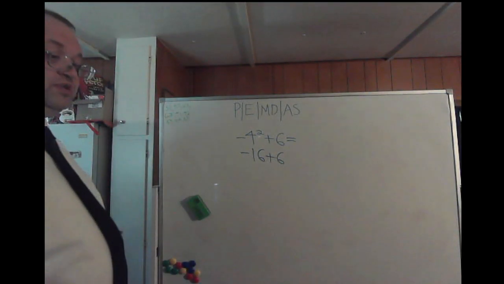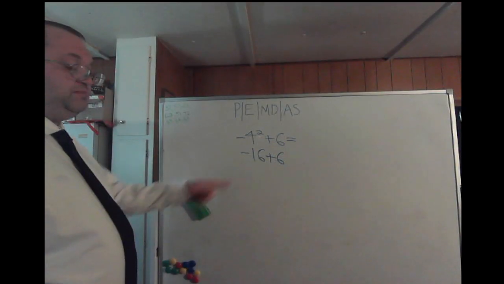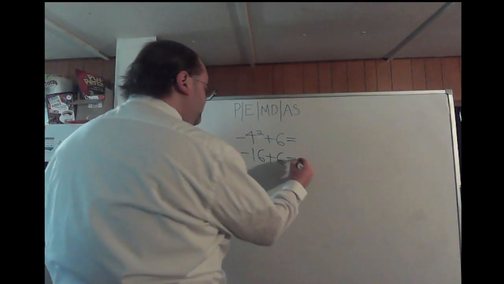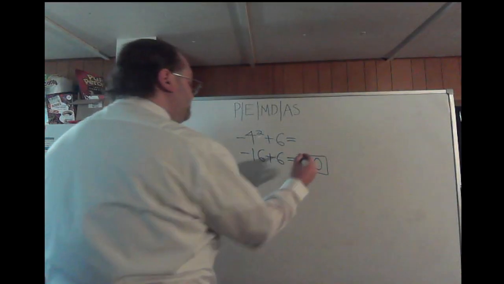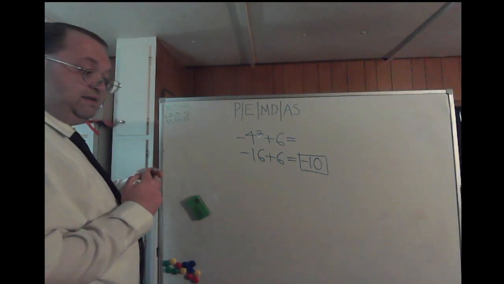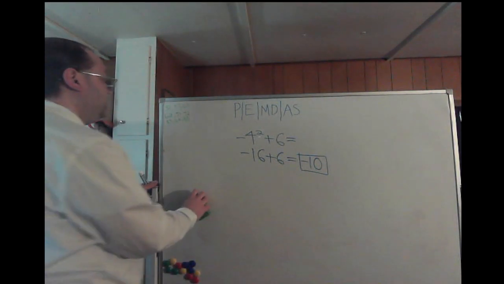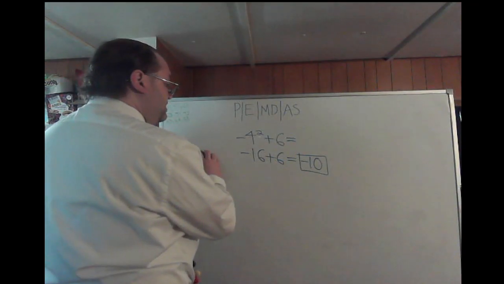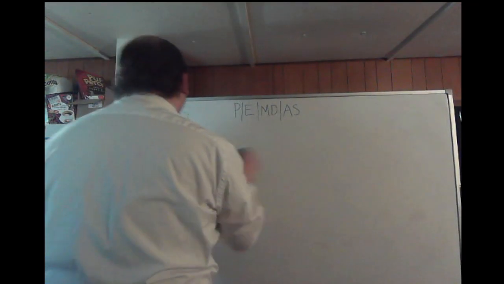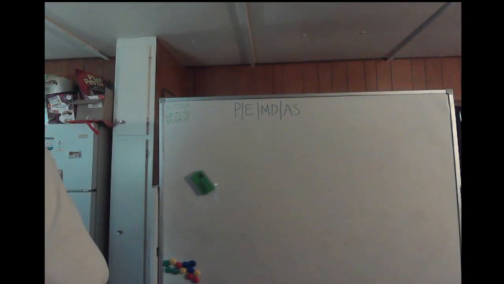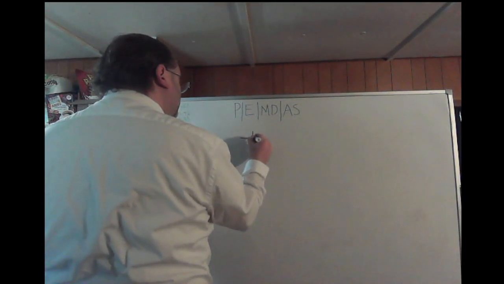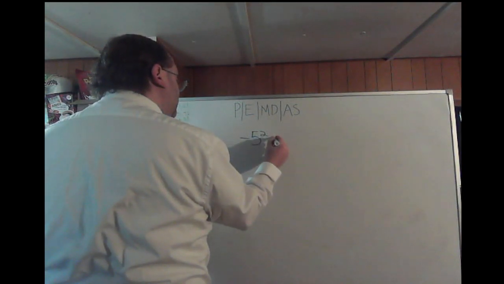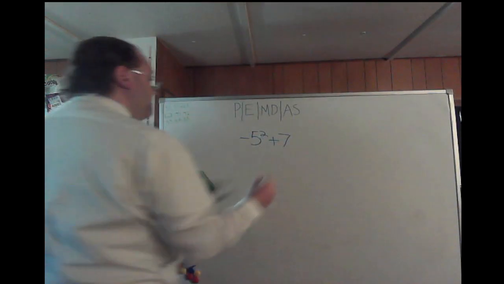You're left with a simple addition problem now. Negative 16 plus 6, when you add those together, you'll get negative 10. That would be your answer. You would get negative 10. Alright. How about another one like it. We have negative 5 to the second power plus 7.